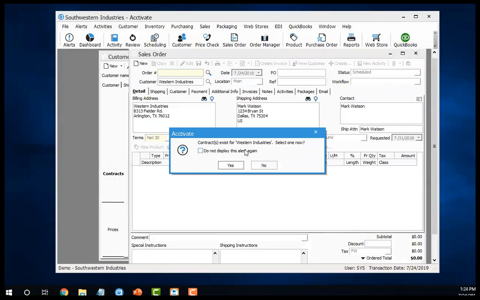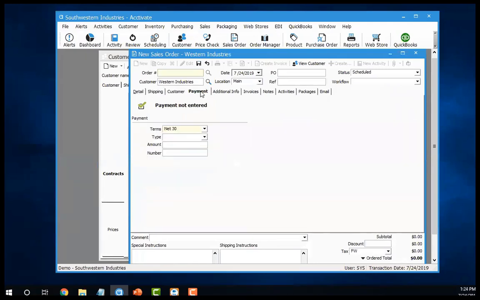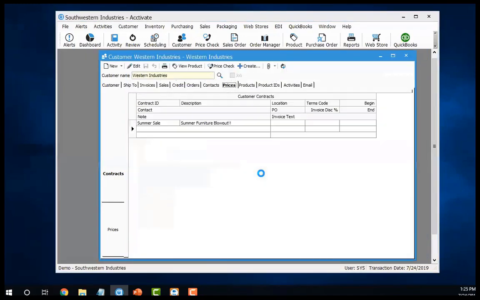So it's asking me, contracts exist for this customer. Do you want to use one? I say yes. There may be multiple different contracts that you have for this customer, and so here you would select which one you're going to use. So I'll select my contract. That's kind of how that works. And I can see that their default terms of net 30 are added here because I haven't specified anything unique for our contract yet. But let's say I did.